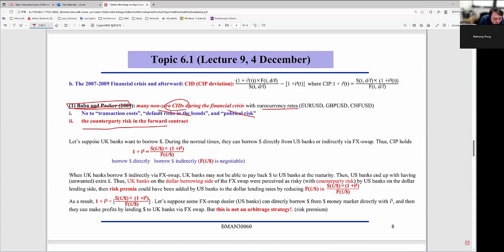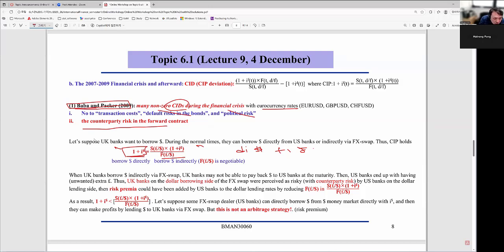There is another way of interpreting CIP violations. This is the CIP equation, where D is dollar and F is pound. We interpret it something like this. You can borrow a dollar directly, $1 today. This is what you have to pay back after one period. Instead of interpreting this as a return, where you put in $1 and after one period you get this return, we can interpret this as the cost you have to pay for borrowing $1.